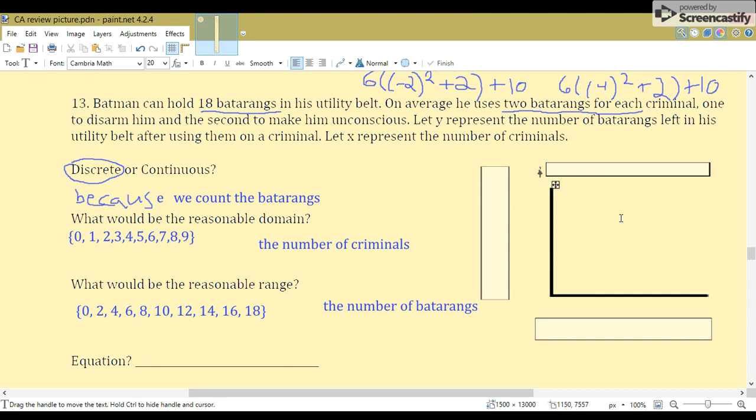So we want to name this graph. Let's just call it Batman. Okay, our x-axis, let's call it number of criminals. And then our y, we'll put number of batarangs.